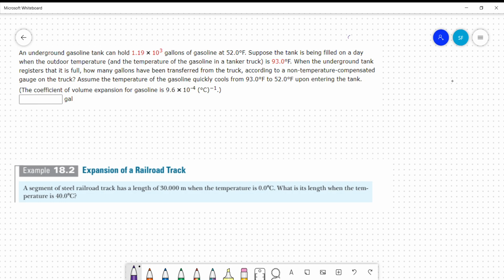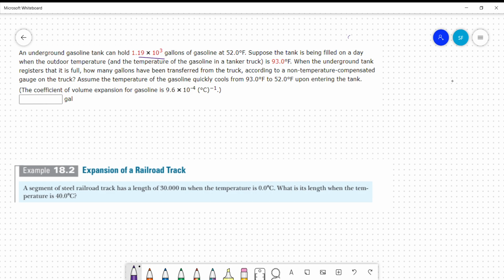Now in this slide, we are going to look at some examples on thermal expansion. An underground gasoline tank can hold 1.19 times 10 to the power of 3 gallons of gasoline at 52 degree Fahrenheit. Suppose the tank is being filled on a day when the outdoor temperature is 93 degree Fahrenheit. When the underground tank registers that it is full, how many gallons have been transferred from the truck, according to a non-temperature compensated gauge on the truck?